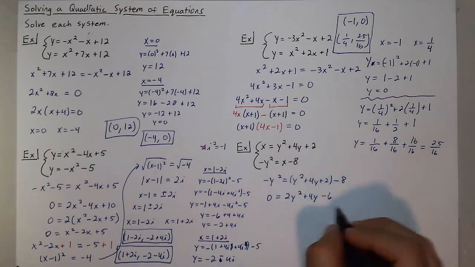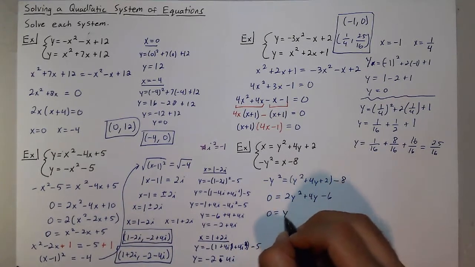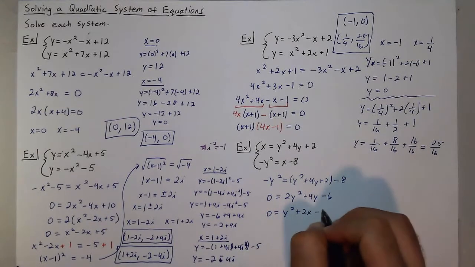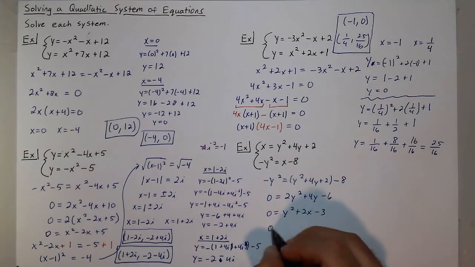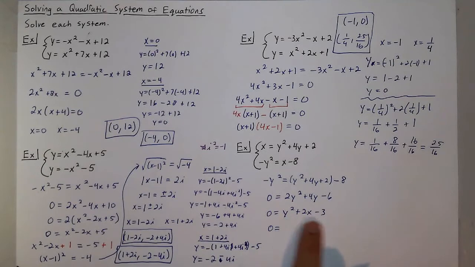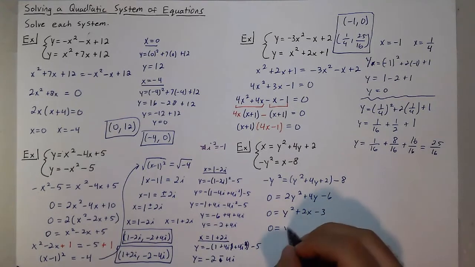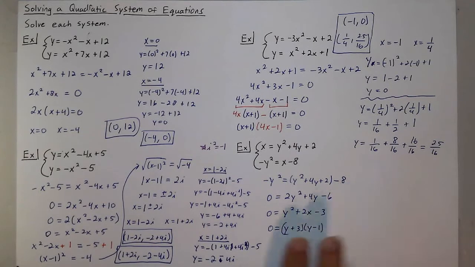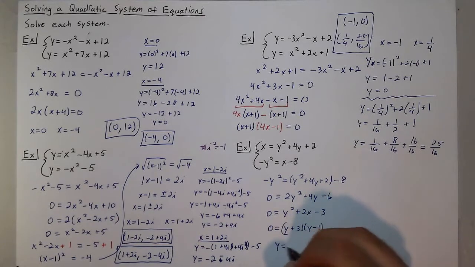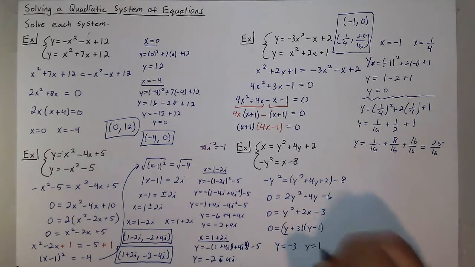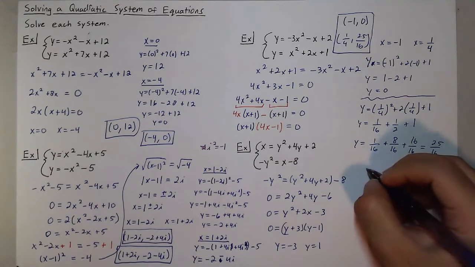Now I can divide everything by 2. Give me y squared plus 2y minus 3. Two numbers that multiply to negative 3 but add to 2 would be y plus 3 and y minus 1, 3 and negative 1. So my two solutions for y would be negative 3 and positive 1. So now I just need to figure out what the x coordinates would be.